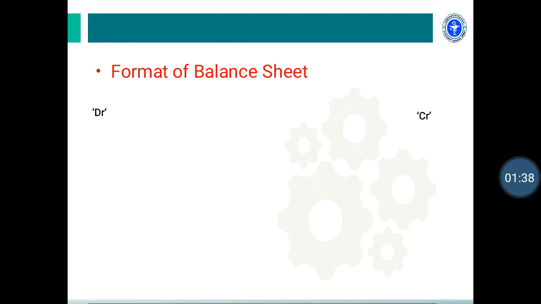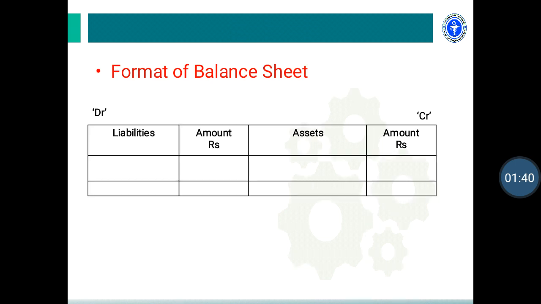This is the format for the balance sheet. A balance sheet consists of two sides, the debit side and the credit side. On the debit side, two columns are there, and on the credit side, two columns. So the total number of columns present in the format of a balance sheet is 4. On the debit side, two columns such as liabilities and amount, and on the credit side, assets and amount.